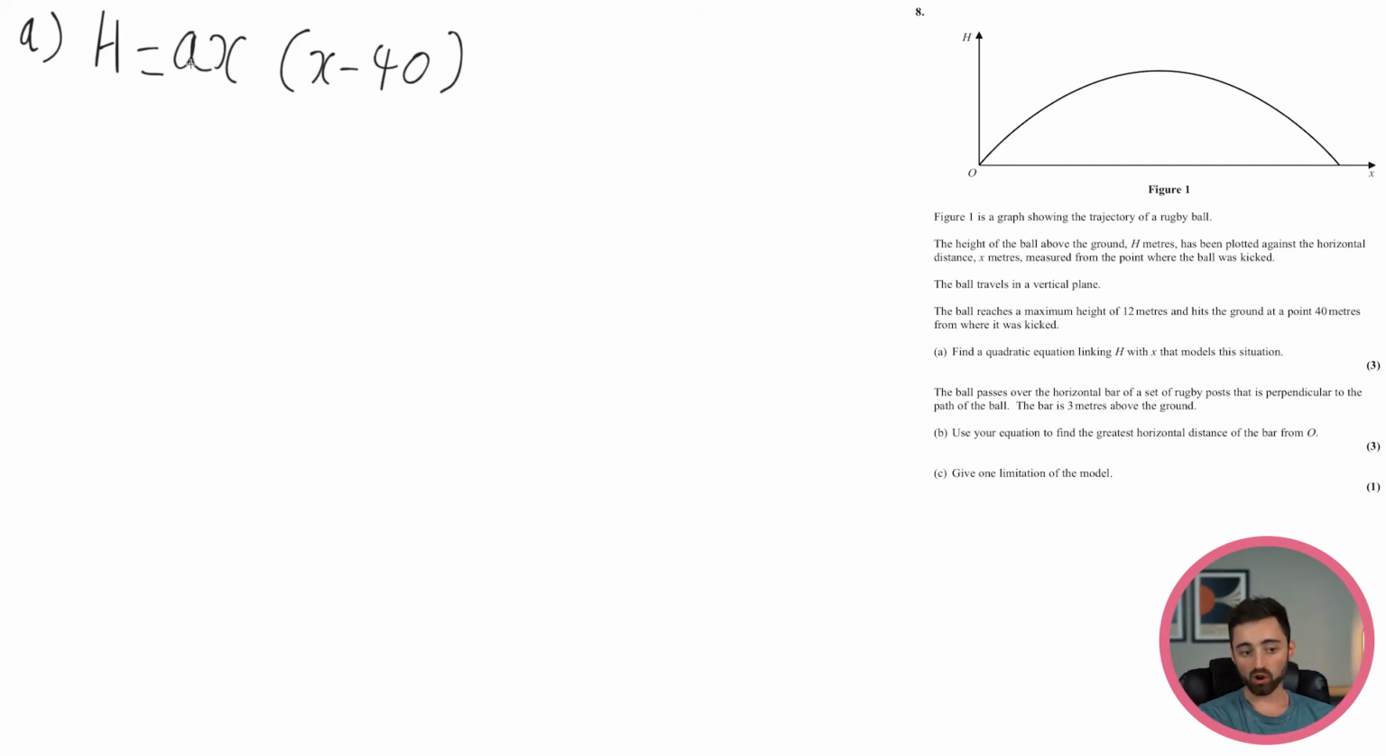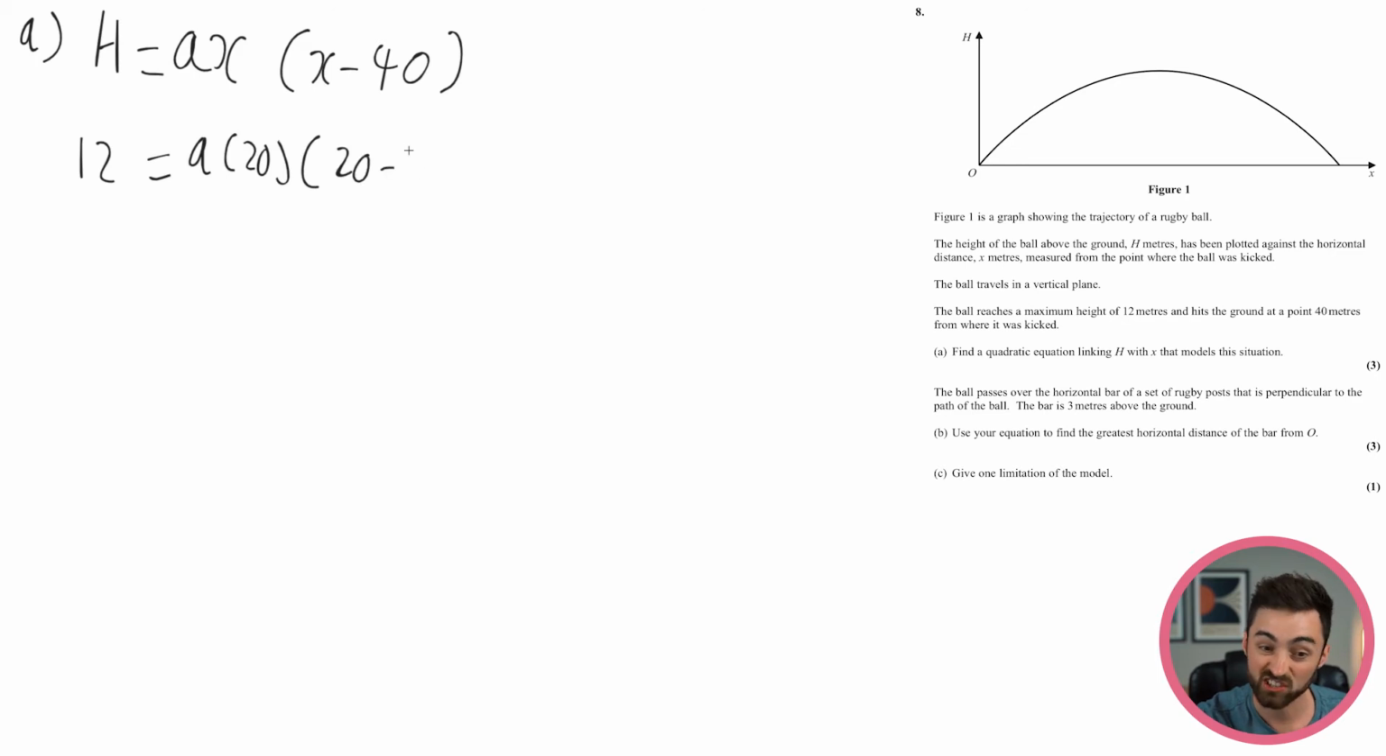So what can I use to get this constant A? Well, the thing that we haven't used yet is that I'm going to reach a maximum of 12, so h equals 12, and what is the x value that I'm going to need to put in to get that? Well, it's a quadratic, so it's symmetrical, so it's going to reach its maximum right in the middle, which is when x is going to equal 20, because it goes between 0 and 40, right? So, in other words, if I sub in 20 here, then that should sort me out. So, what am I going to get? 20 minus 40 is minus 20, and then times 20, that's going to be minus 400 A.